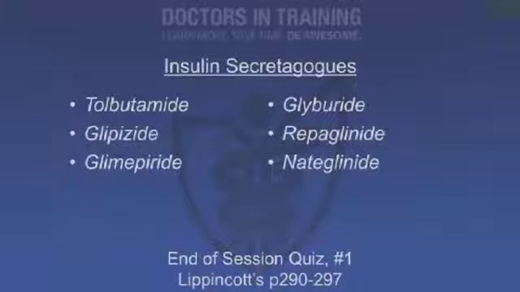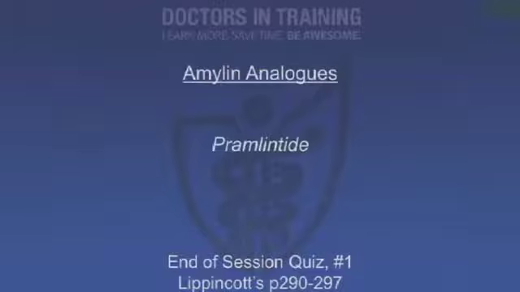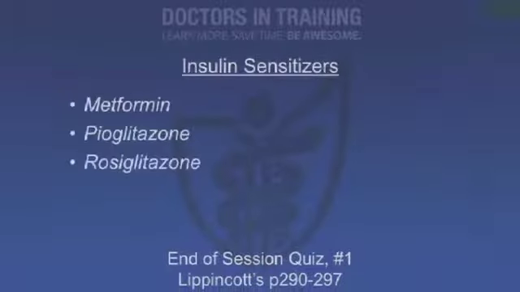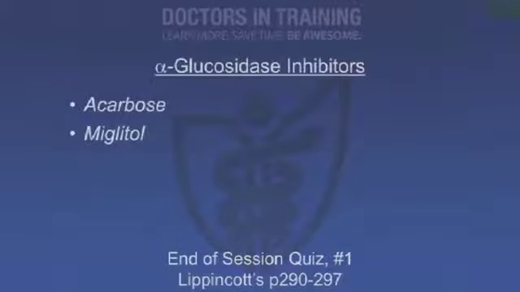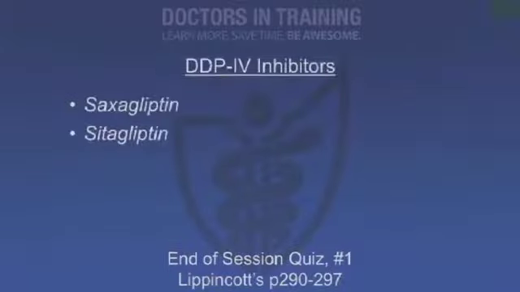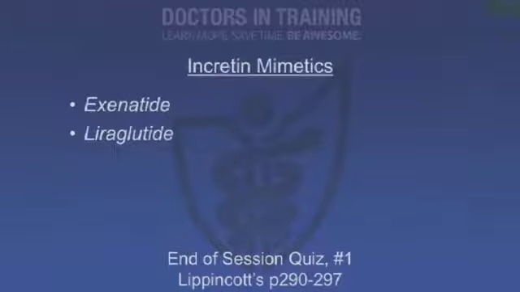So we have a long list of drugs here. Our insulin secretagogues, that's tolbutamide, glipizide, glimepiride, glyburide, repaglinide, and nateglinide. Amylin analogs, that's our pramlintide. Insulin sensitizers: metformin, pioglitazone, rosiglitazone. Alpha-glucosidase inhibitors, that's acarbose and miglitol. Our DPP-4 inhibitors, saxagliptin and sitagliptin. Incretin mimetics, exenatide and liraglutide.